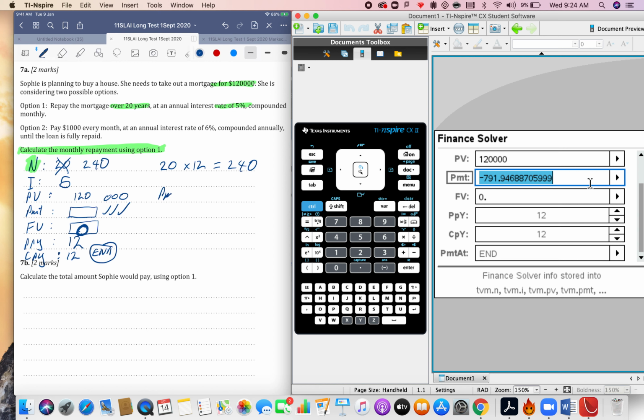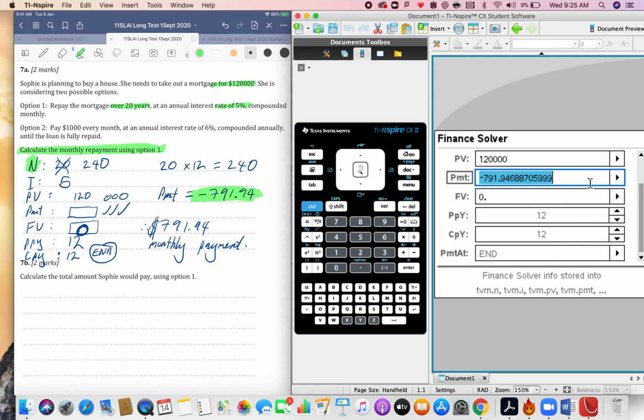So payment says negative 791.95. I'll do it to 2 decimal places. Is it dollars? Yep, dollars, monthly payment. Notice the finance solver has this as a negative because that's money going away from you each month.